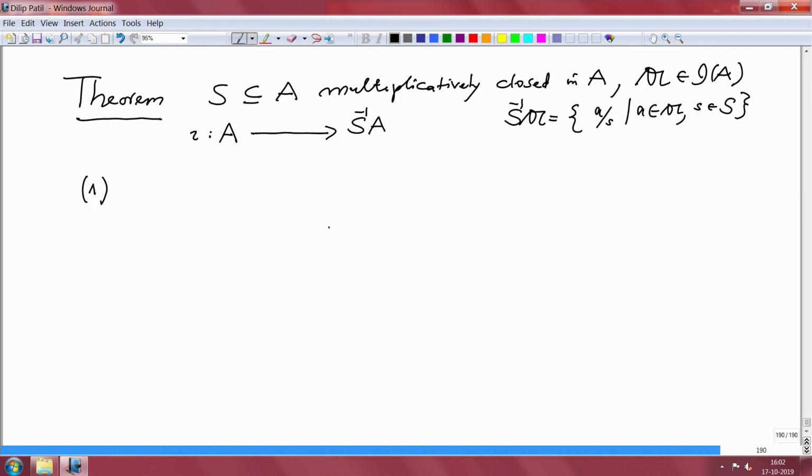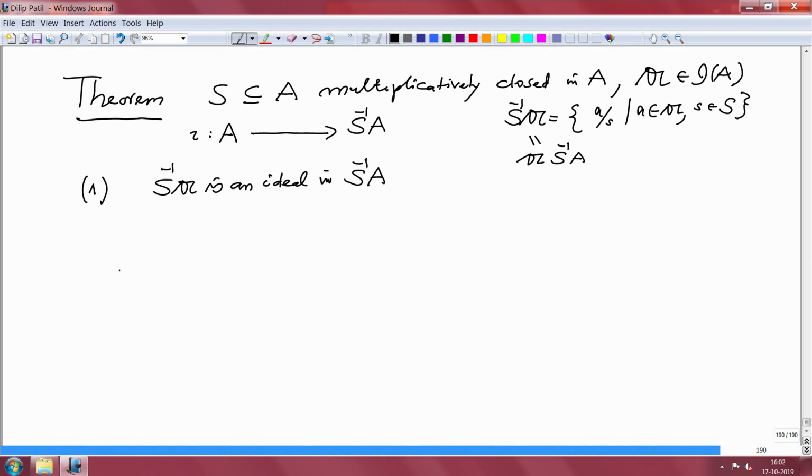So, part 1, S inverse A is an ideal in S inverse A. So, I made the image of A an ideal. This is precisely what one means in the earlier notation by A times S inverse A. If I prove 1, this will mean this equality. All right. So, this is very simple to check.